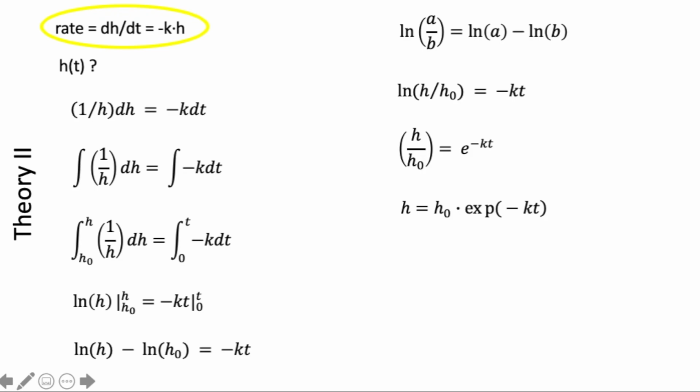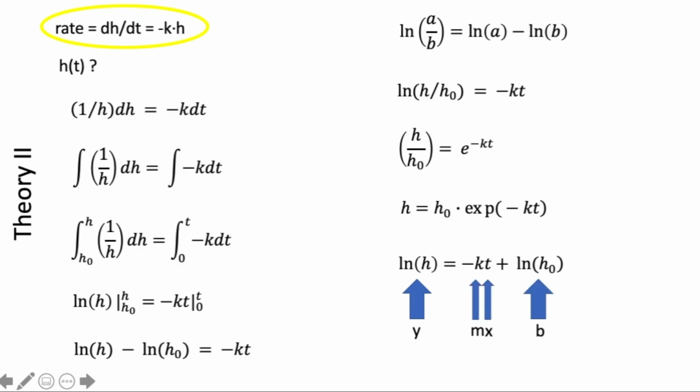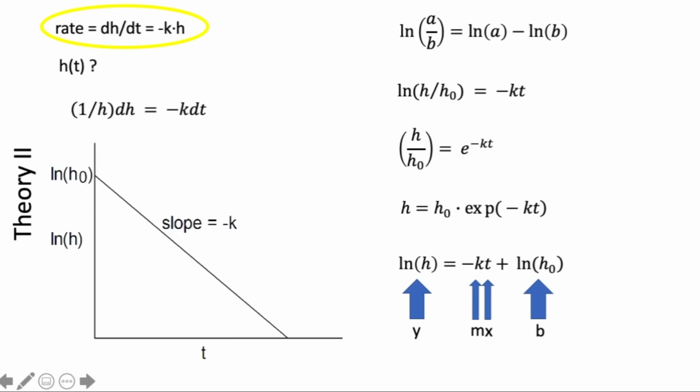Experimentally, this isn't the most useful form, though. This is. This expression is of the form y equals m times x plus b. If we plot the log of the height versus time, we will obtain a straight line, the slope of which is minus k. It should look something like this. Experimentally, if we have data recording the height of the column of water for a series of time points, we can plot the log of the height versus time. If the data are linear, that confirms the process obeys first-order kinetics.